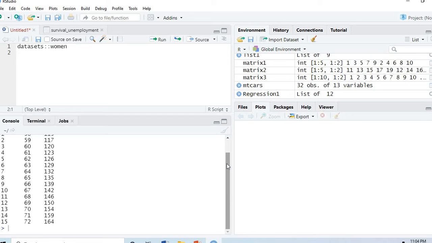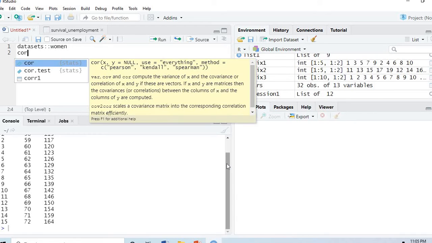To examine this, we prepare the scatter plot, and then we assess whether both vectors are linearly associated or not. And we also compute the correlation coefficient between both the vectors. So we use the correlation coefficient.